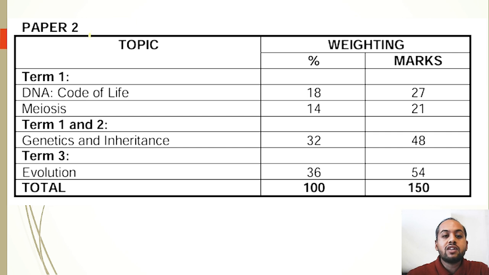That brings us to the end of this video where we revise questions based on section A in preparation for your paper 2 of your Life Sciences NSC final exam. Please ensure that you are studying the following topics for paper 2: DNA, the code of life, meiosis, genetics and inheritance, as well as evolution.